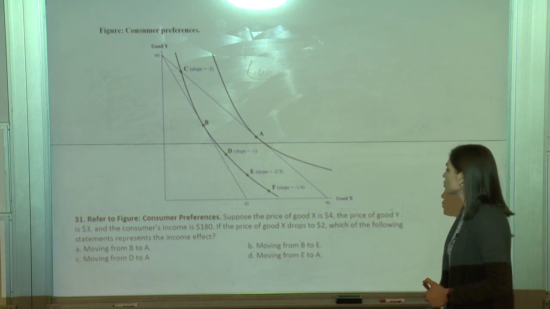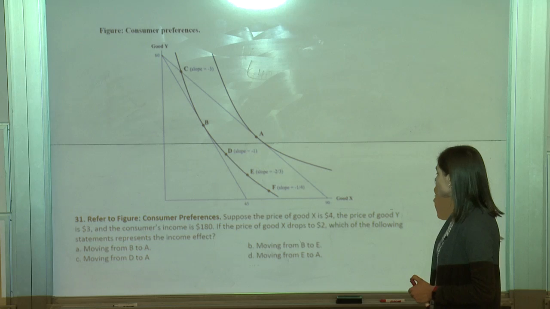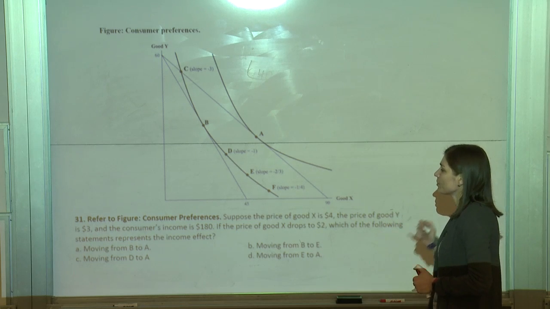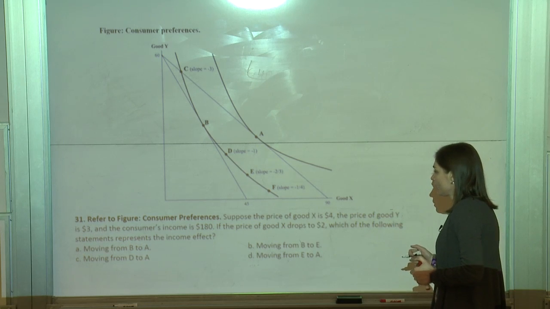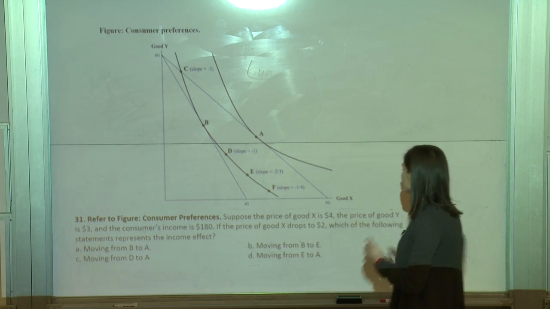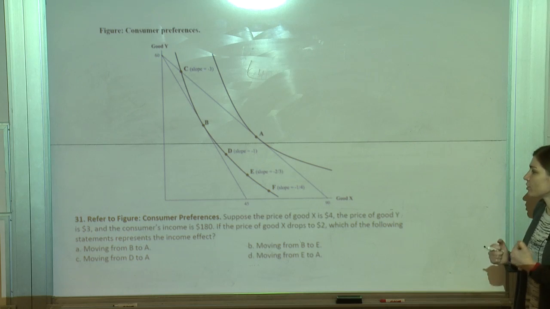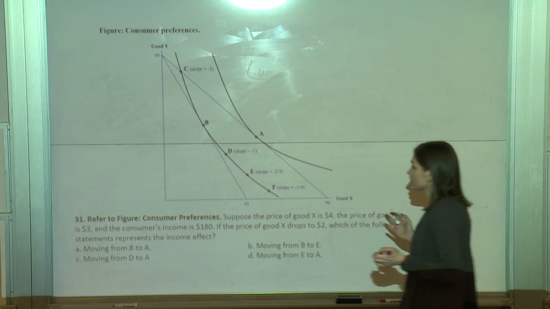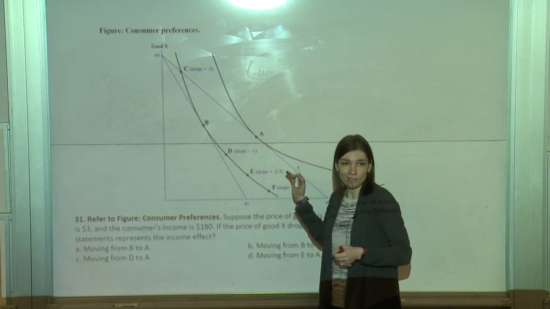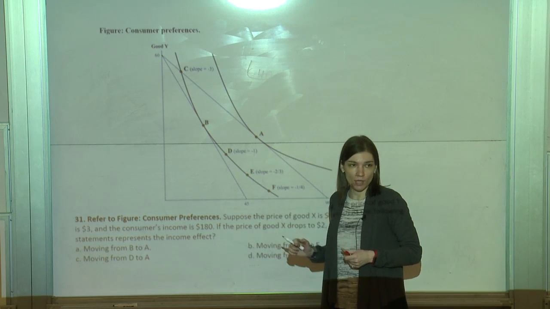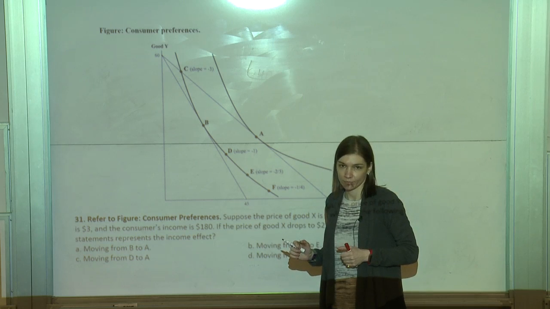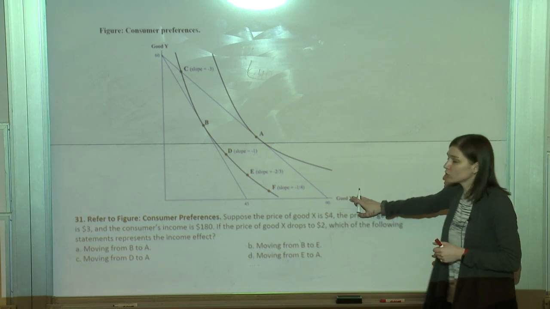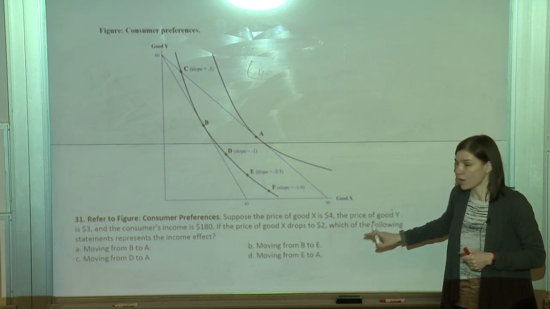All right, suppose the price of good X is 4, the price of good Y is 3, and consumer income is 180. If the price of good X drops to 2, which of the following statements represents the income effect? Okay, so now we have consumer choice here. We're given budget lines, and we're also given a couple of indifference curves. This is the quantity of good X versus the quantity of good Y.